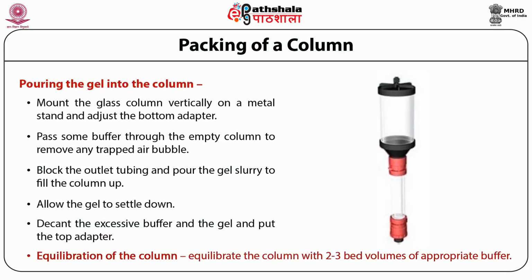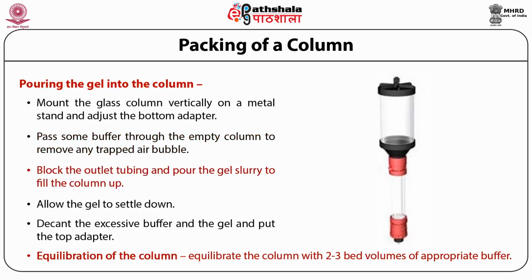We have already learned how to swell a gel for gel filtration chromatography for packing of a column. Now the next step is pouring of the gel into the column. Mount the glass column vertically on a metal stand and adjust the bottom adapter. Once you have mounted it vertically straight on the metal stand and adjusted the bottom adapter, add some buffer to the empty column. What will happen when you add buffer to the empty column? If it is passed through the outlet tubing, the trapped air bubbles in the path will be removed.